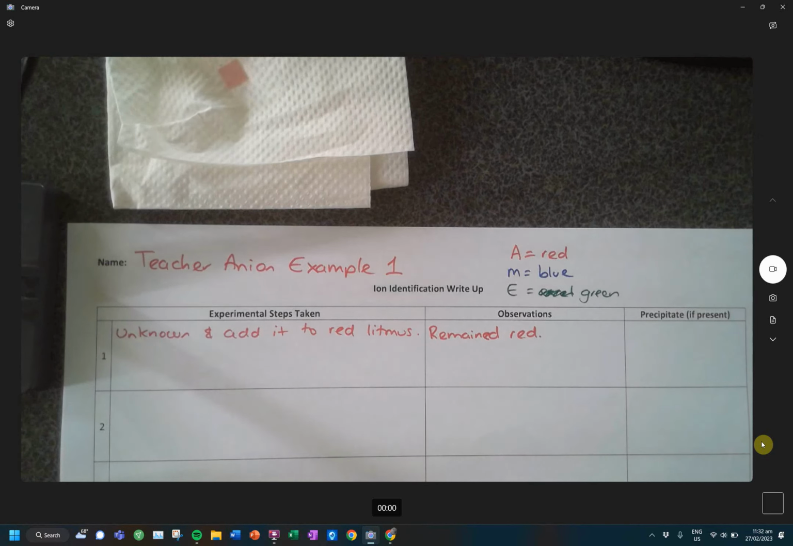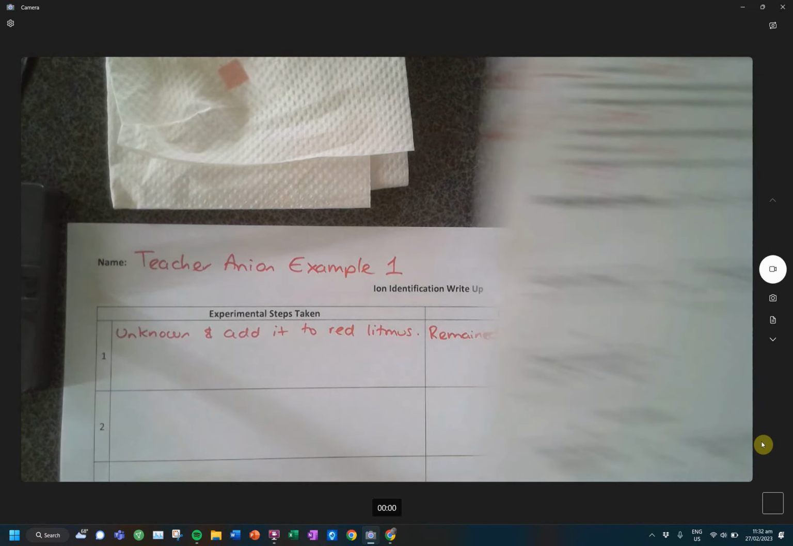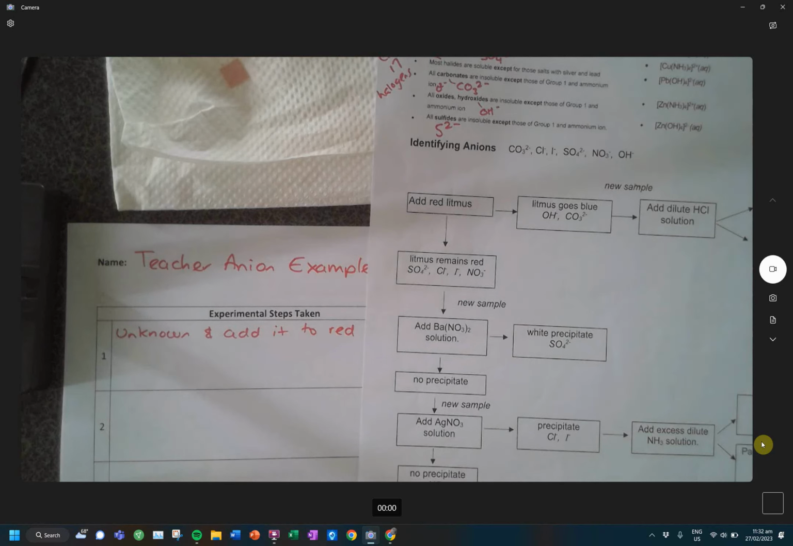Are you okay with that so far? All right. So then, once again, I follow my flow chart. You will be given this on the assessment, and then I do my step number 2.